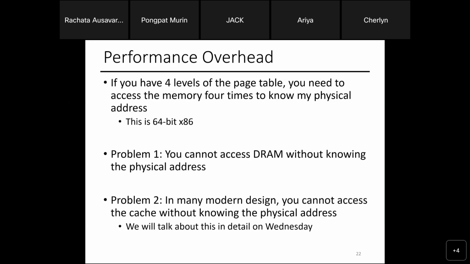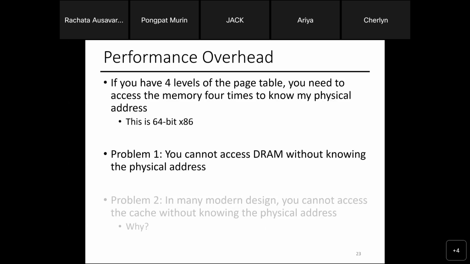Second issue, your cache. What's the cache for? To make sure your data access is fast, right? But the problem is there are parts of the cache that need the physical address, which means that you can't even go to the cache unless you have the physical address. It means that, well, if you will, the cache becomes useless because I have to go to DRAM 4 times already. What's the point of saving the last access? All right, so how do we address both of them?